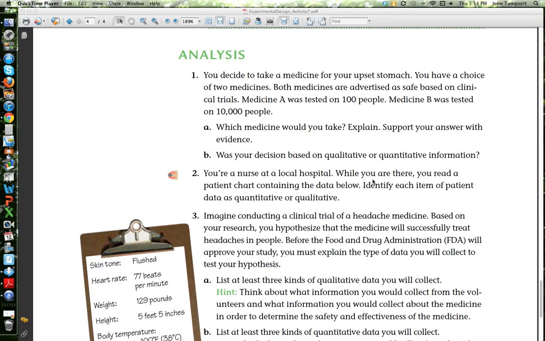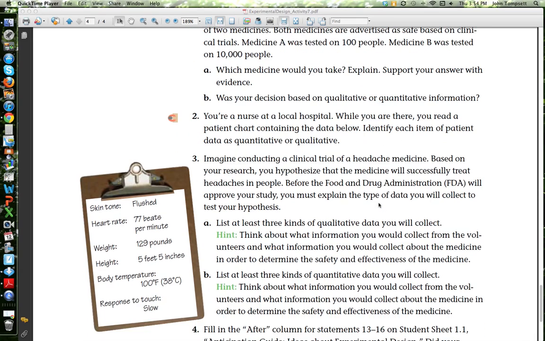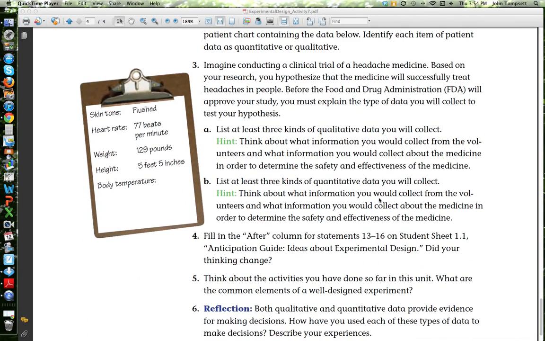Number 3, imagine conducting a clinical trial of a headache medicine. Based on your research, you hypothesize that the medicine will successfully treat headaches in people. Before the Food and Drug Administration, the FDA, will approve your study, you must explain the type of data you will collect to test your hypothesis. Here's letter A. List at least 3 kinds of qualitative data you will collect. And here's a hint. Think about what information you would collect from the volunteers and what information you would collect about the medicine in order to determine the safety and effectiveness of the medicine.